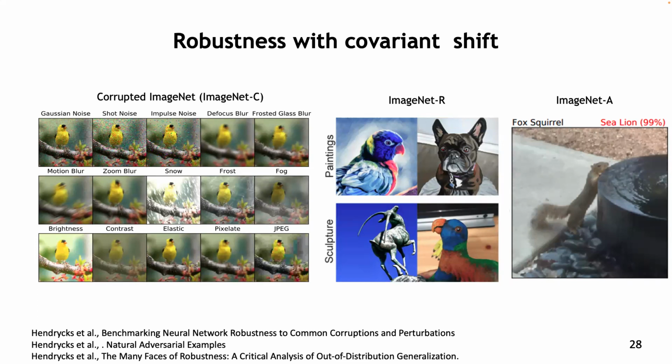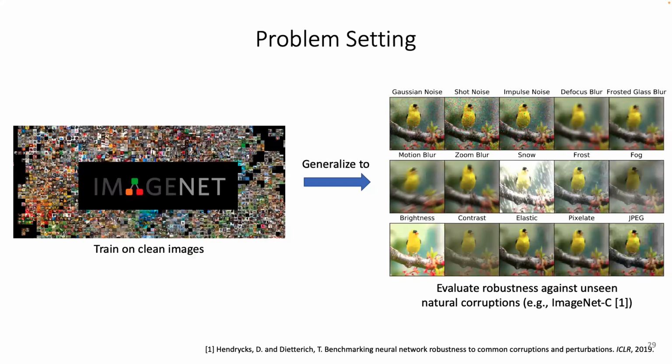The standard setting when this benchmark was proposed, and how we define robustness, is that we usually train on the ImageNet dataset, and then we test on this robustness benchmark. We want to see whether your model can handle real-world scenarios, whether it can handle this covariate shift, or what we call distribution shift.